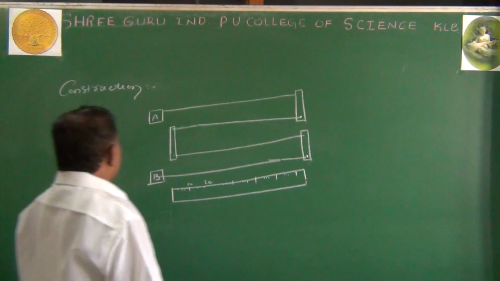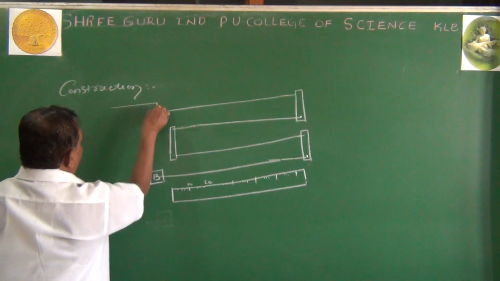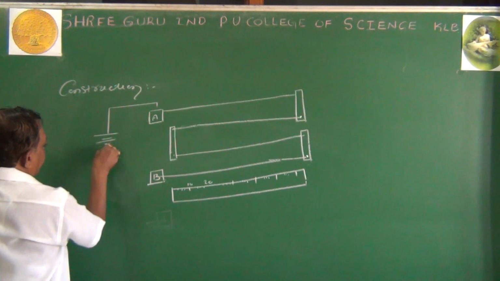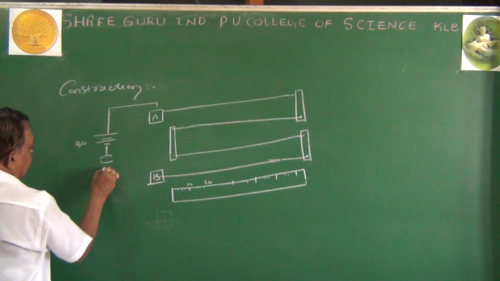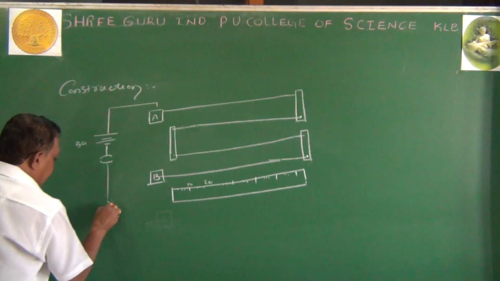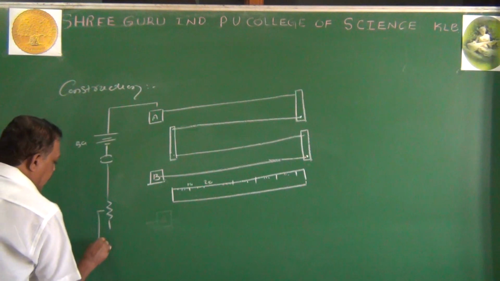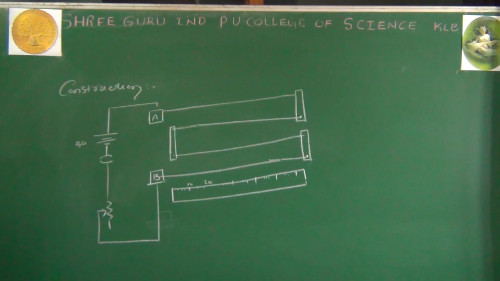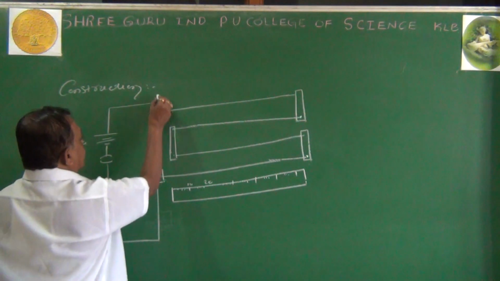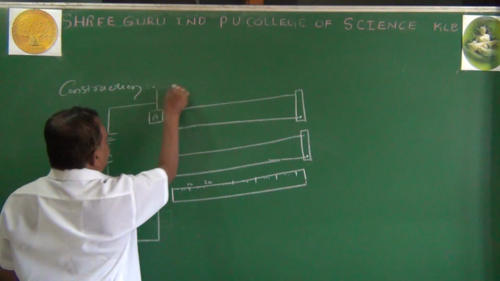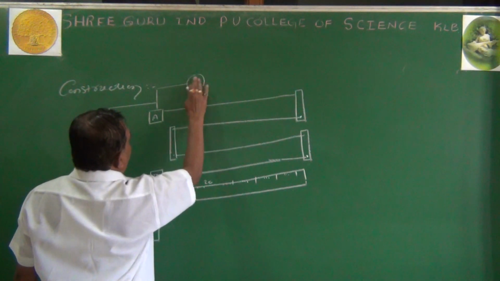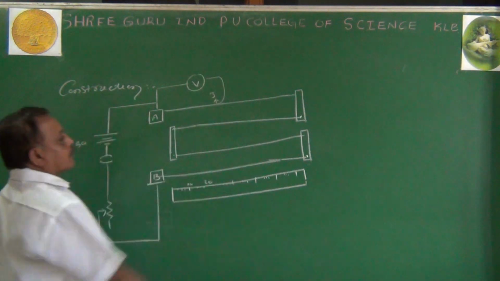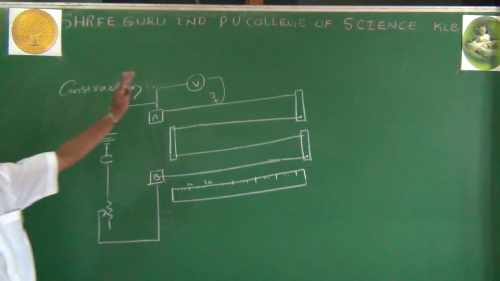Then the end A is maintained with a battery connection, with a key. Another end, end B, is provided with a connection with a rheostat, so that we can maintain the constant current. And whatever the potential difference is to be measured, the voltmeter is connected, and another end of the voltmeter goes to the jockey, so that we can easily slide on the wire. So this is our construction of a potentiometer.